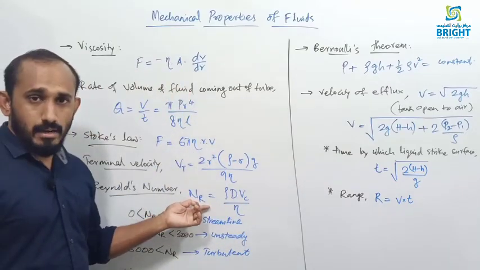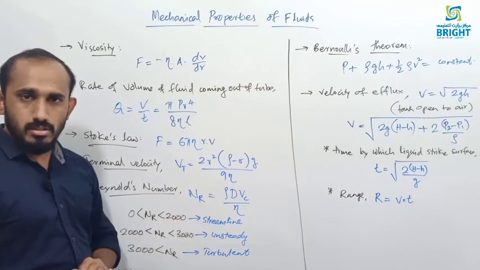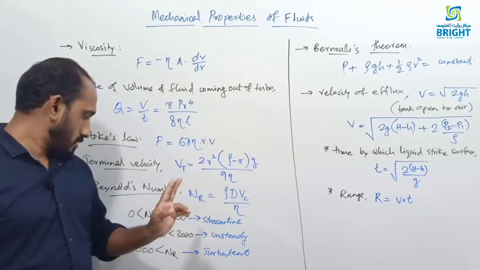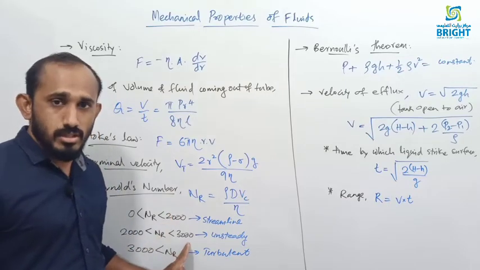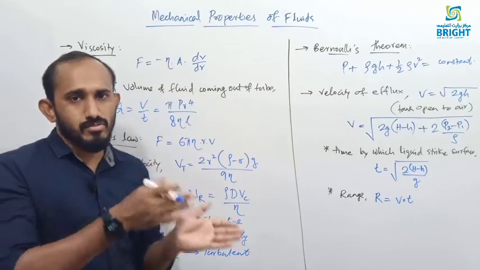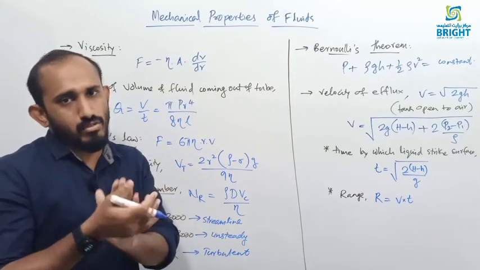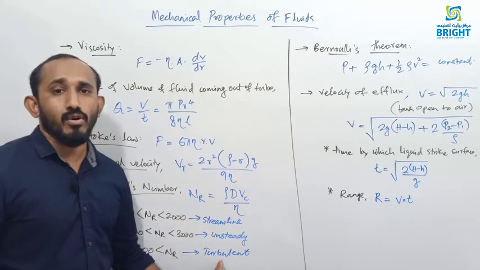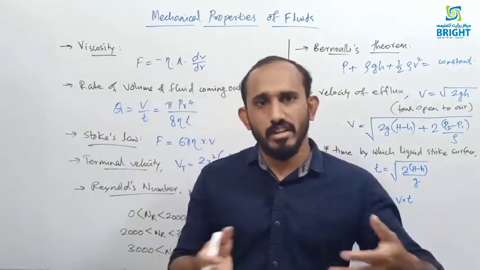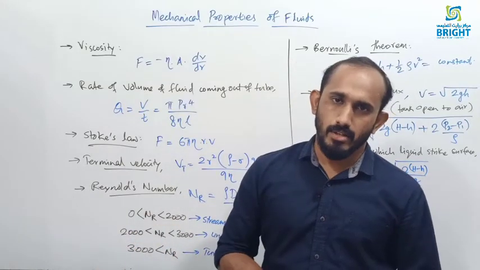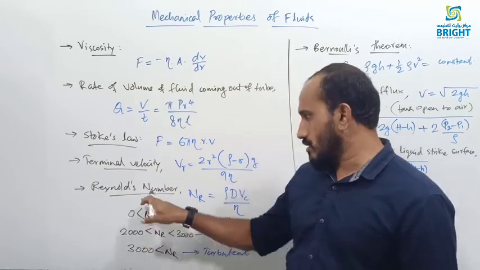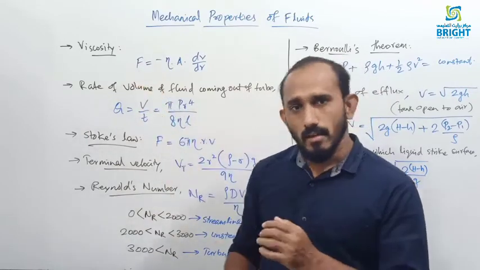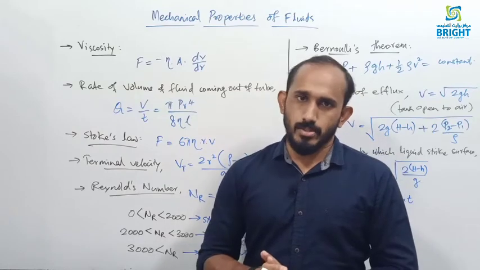If this value of NR is less than 2000, the flow will be streamline flow. And if it is between 2000 and 3000, it will be unsteady. That means it changes from streamline to turbulent. The changing phase will be there. And if NR is more than 3000, the flow is turbulent flow. So the flow of liquid can be either streamline or turbulent. That can be identified by using the concept of Reynolds number. So this all comes with the effect of viscosity.